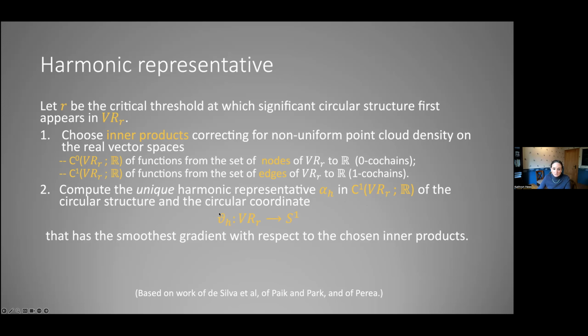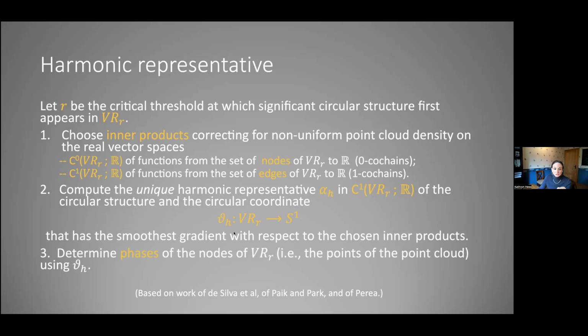With respect to that, we can also define a circular coordinate that gives us a function from this VR complex, this collection of points and edges, to the circle S1. We choose it so that it has the smoothest gradient with respect to these chosen inner products. There's a close relationship between this alpha H and this theta H. The nice thing is that in each case there really is a specific choice that we make; we don't choose one at random. That ensures we're staying close to the geometry, and I think probably enables us to have more biological relevance.